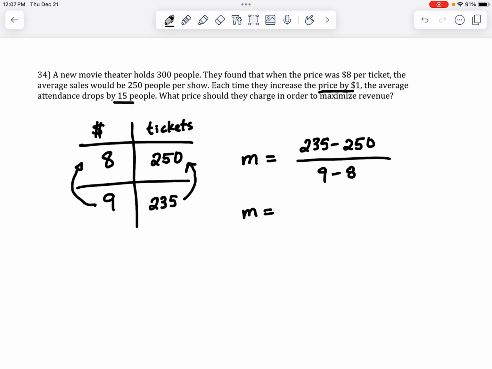And then on the top, that is a negative 15. And on the bottom, it's a 1. So the slope is negative 15, which is exactly what this part was saying. It drops by 15 people.